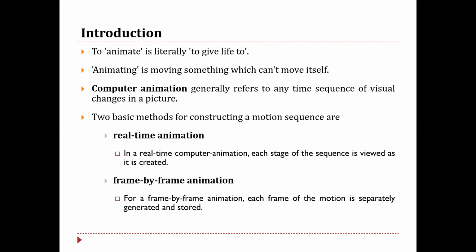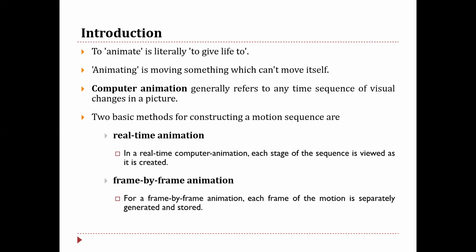Animation adds to graphics the dimension of time, which vastly increases the amount of information which can be transmitted. Basically, when we speak of computer animation, it generally refers to any time sequence of visual changes in a picture. That means whenever a change occurs in a picture, we keep track of what time the change occurred in its visual appearance. That we refer to as computer animation.